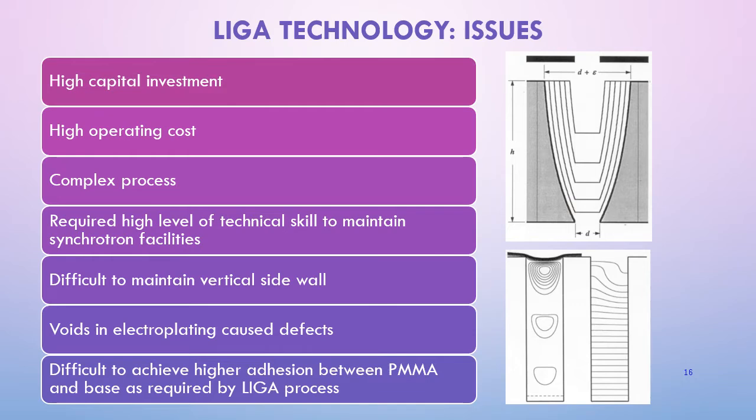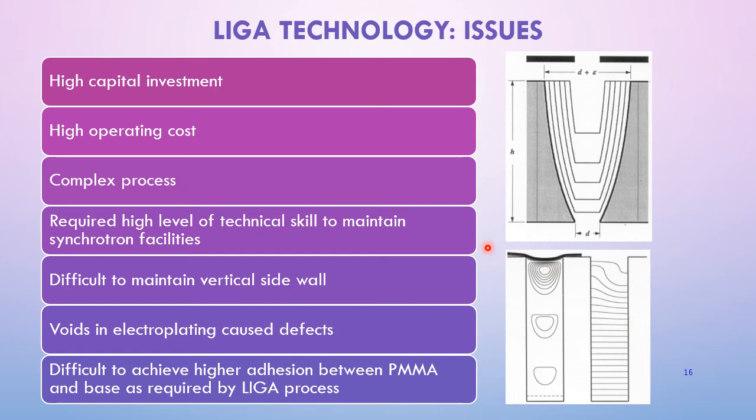However, there are some issues related to the LIGA technology. For example, they have very high capital investment for the machines that we want to produce in the first place, and then operating the machine also requires high operating costs. Okay, so apart from that, the process will be very complex. Okay, and it requires a high level of technical skill to maintain the synchrotron facility, and it is also difficult to maintain vertical sidewalls. Okay, so for example, this one, it is difficult to get the vertical sidewall like this.